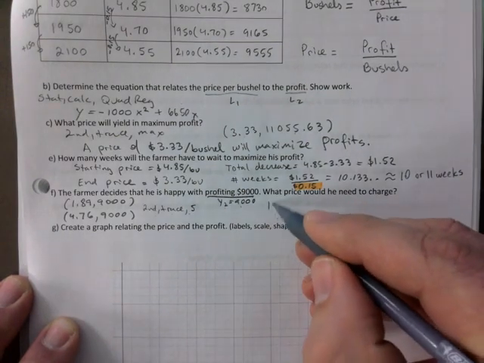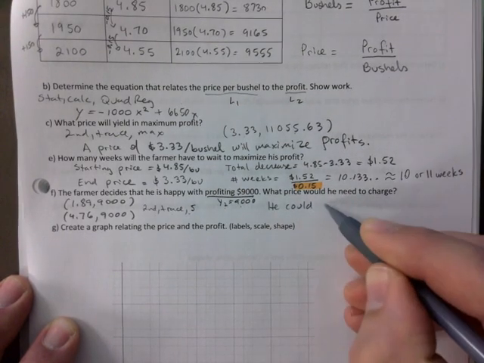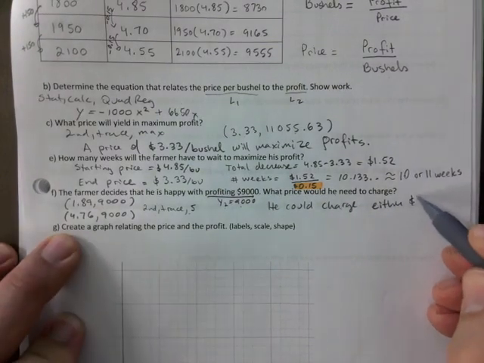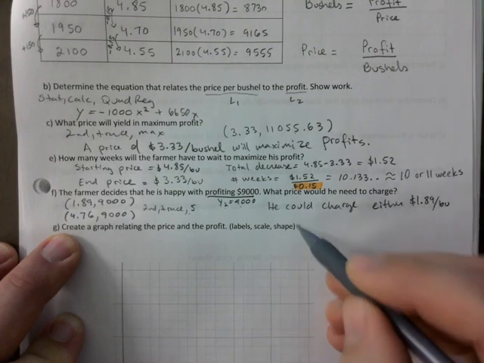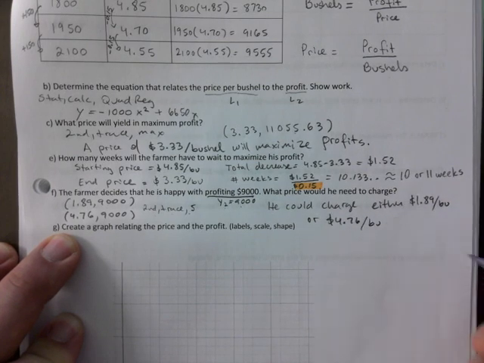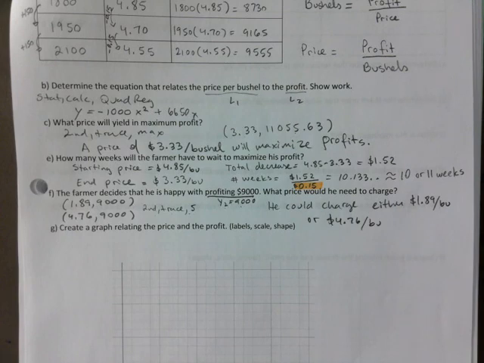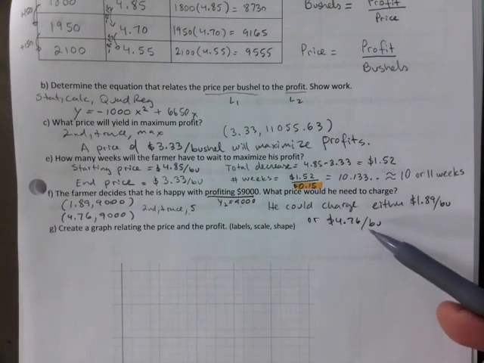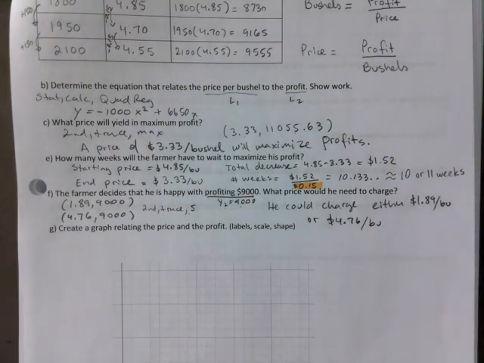And here you would say he could charge either $1.89 per bushel or $4.76 per bushel. And if I ask you why that is, why you can have two different prices, you would say, well, at 1.89 he would have to sell more to get the profit he wants. At 4.76 he would sell less, but charge more, and both give you the same profit that you're looking for.